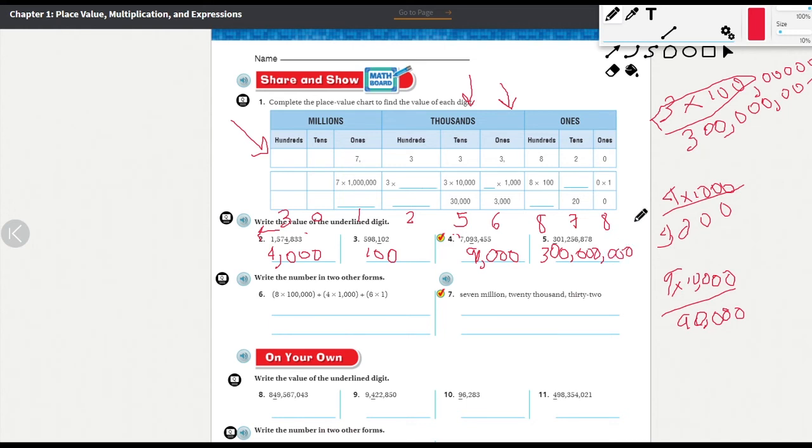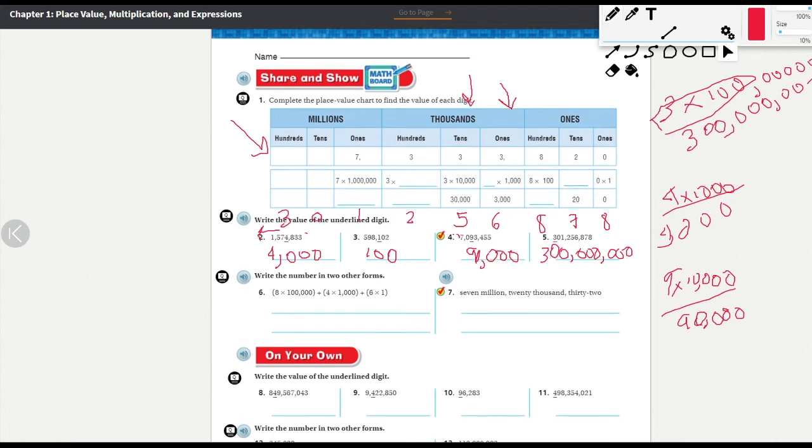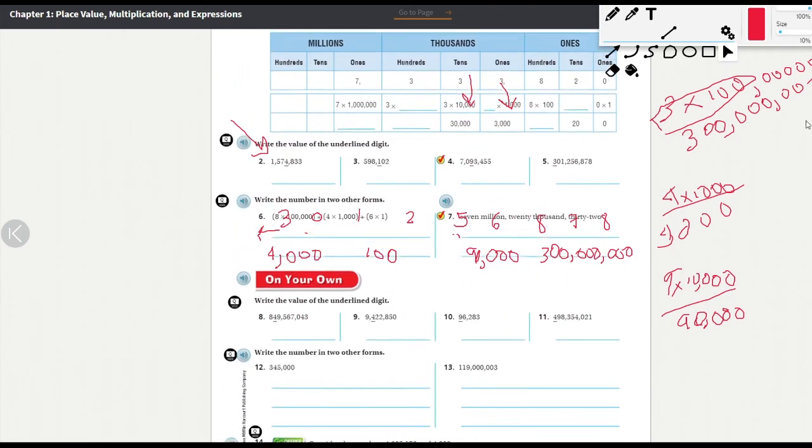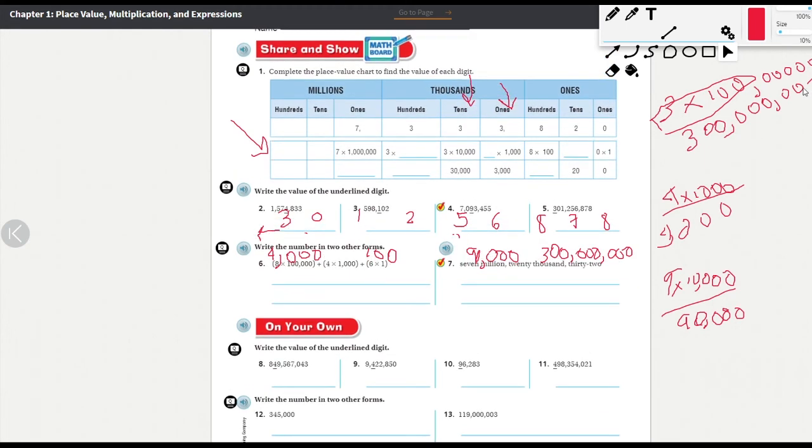Okay, now what about exercises 6 and 7, before we jump into 8, 9, and 10? After doing exercises 2 all the way to 7, you will be able to work on your own on the following exercises on page number 213.